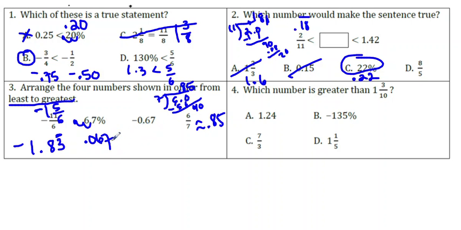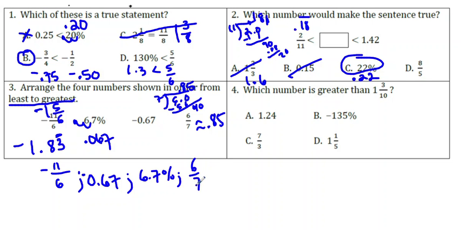We want to go from least to greatest. Right now, obviously, our 2 negative numbers are the smaller ones. Negative 1.83 is further from 0 than this, so negative 1.83 is the smallest. So we're going to put it back in its original format: negative 11/6. Then my next number is negative 0.67. And then I've got 0.067 and 0.85. 0.067 is smaller, so I have 6.7%. And my last one is going to be the 6/7. That's smallest to greatest.